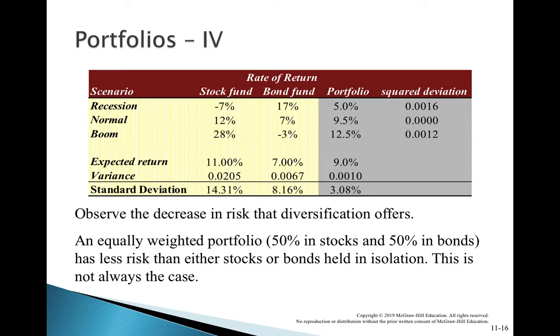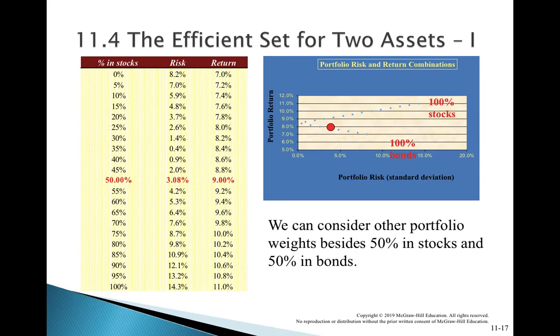So this is the way the different weights and the return and standard deviations can be calculated, and it can be plotted in a graph. And this we call the efficient set of risk and return for two different assets.